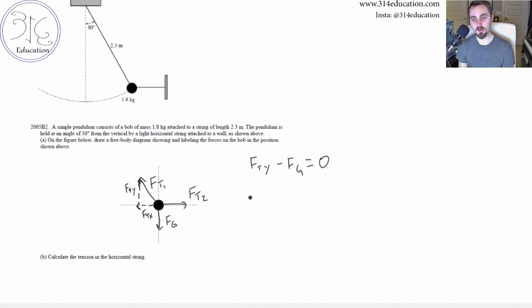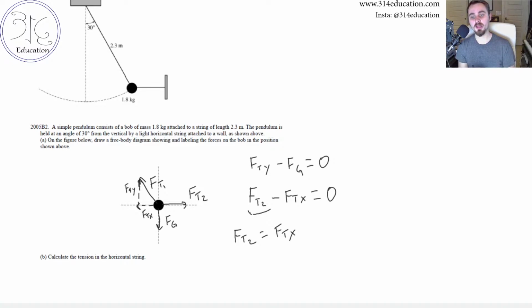Now we'll do a Newton's second law equation in the x direction. We have a positive Ft2 pulling us to the right, and then we have a negative Ftx pulling us to the left. And so we want to get Ft2, right? And so we know that Ft2 must equal Ftx. But we don't know Ftx.